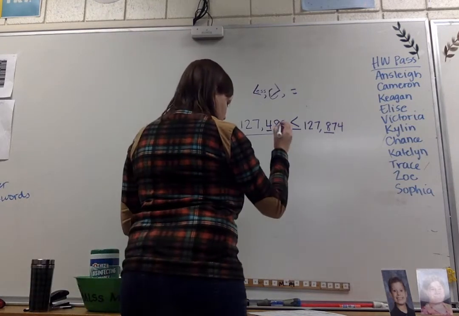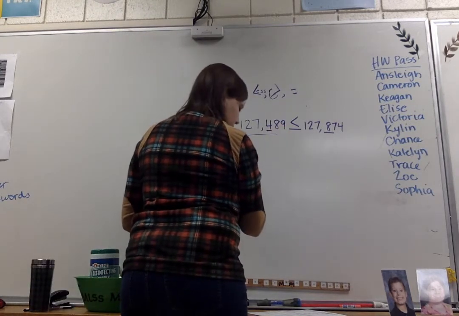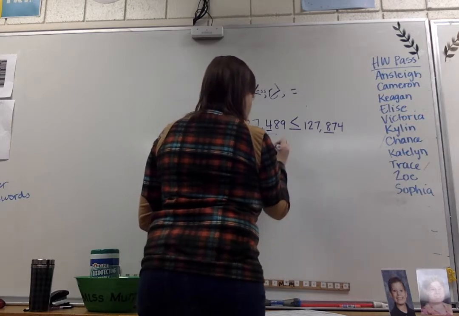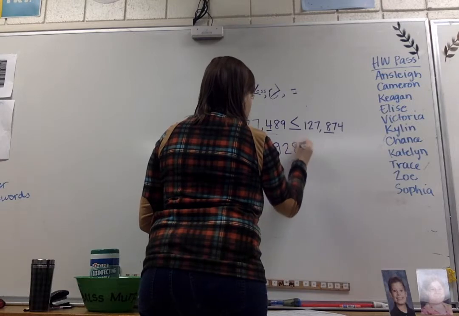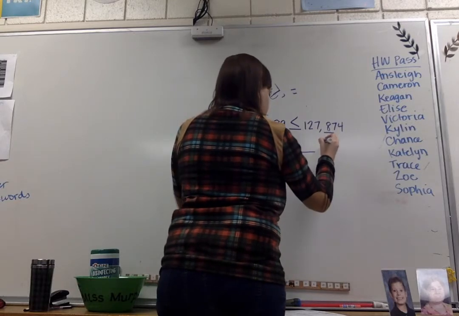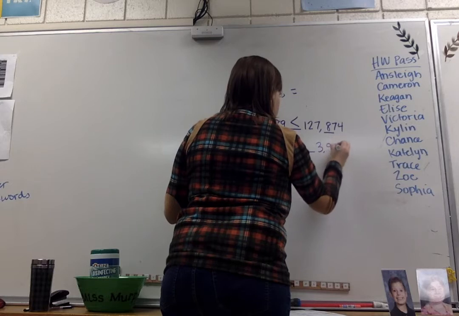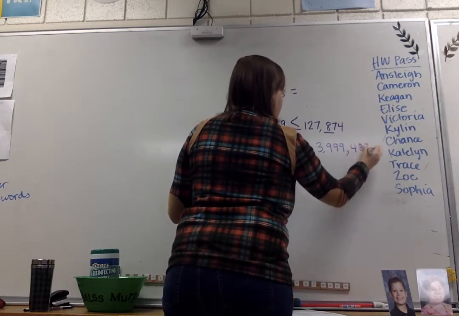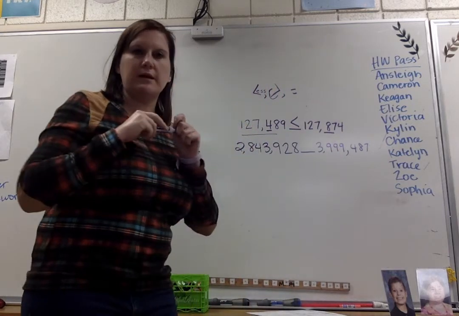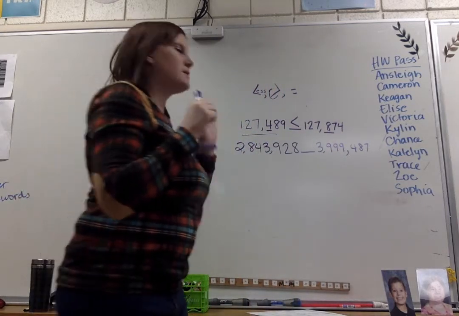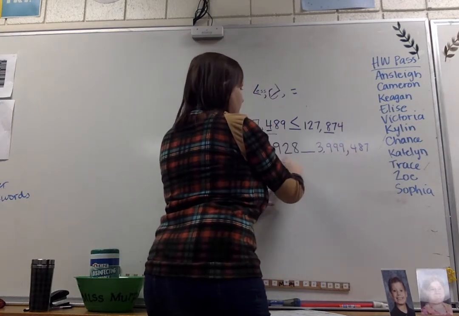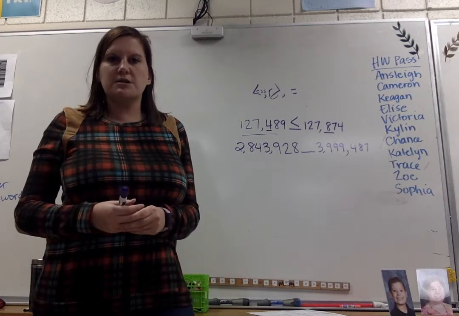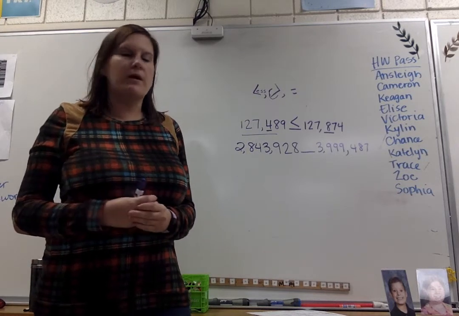All right, our next question, we have 2,843,928, and we are comparing that to 3,999,487. Now, what I noticed some of us were doing back when we were in school is a lot of us were looking at that back number and saying, oh, that's bigger than that one. You always start at the largest place value. Always start with the largest value of the number.